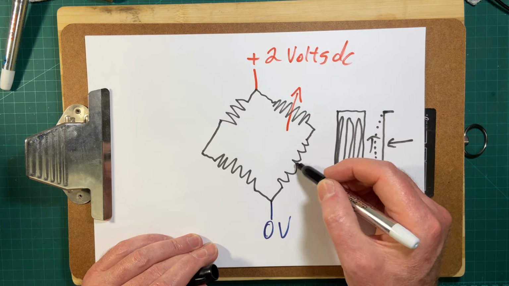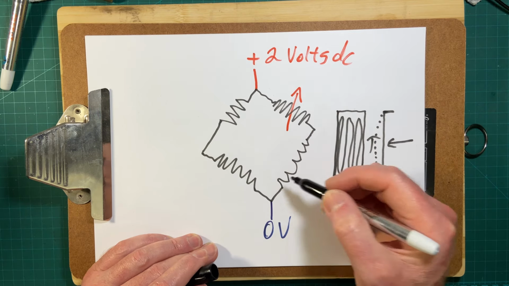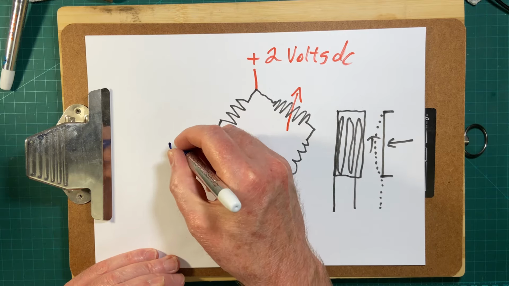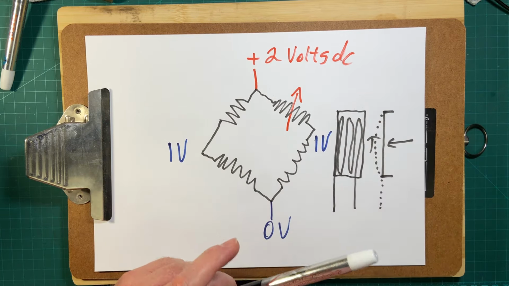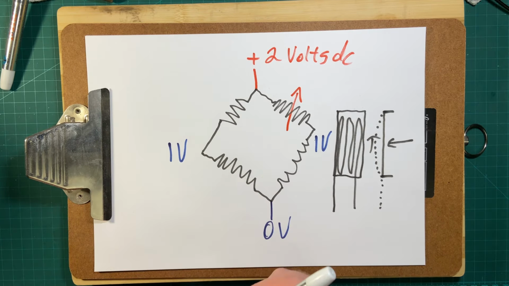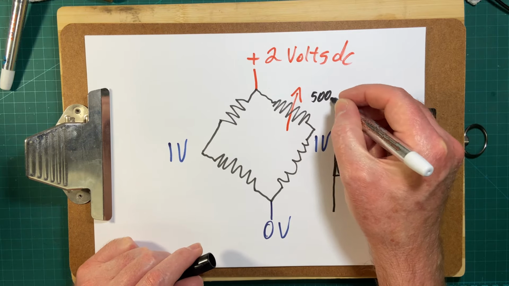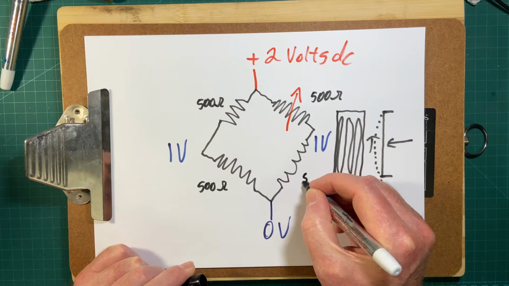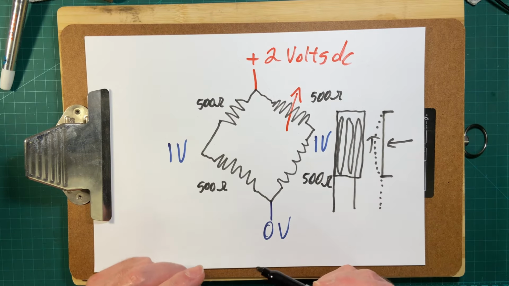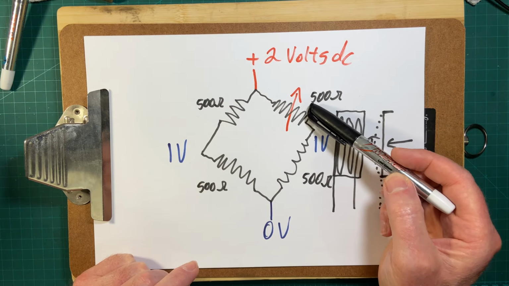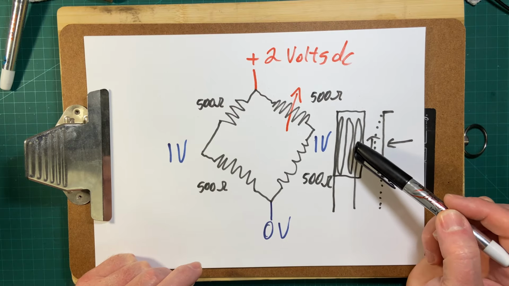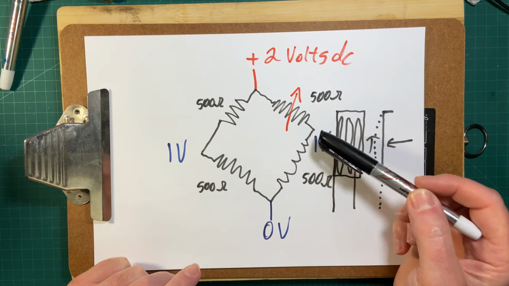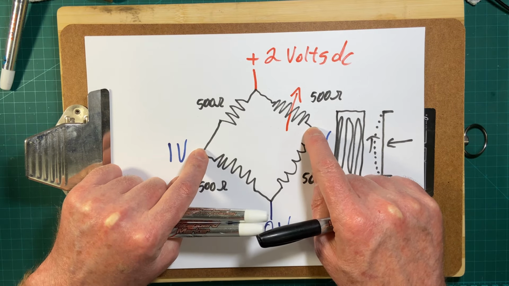Okay, so when that resistance changes, the voltage across this resistor is going to change, because this is a potential divider. So if you have got 1 volt present here and 1 volt present here, because these are all the same value, let's call them 500 ohm, okay, all the same value. That value over there is going to change when this element flexes, which means that this voltage with respect to 0 volts is going to change, which means that the voltage between these 2 points is going to change.